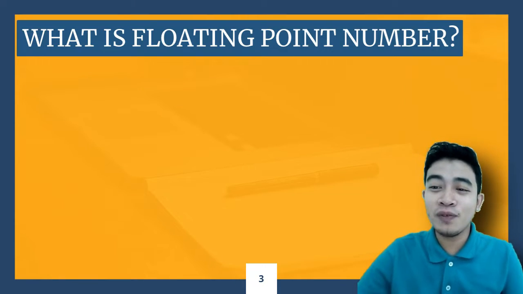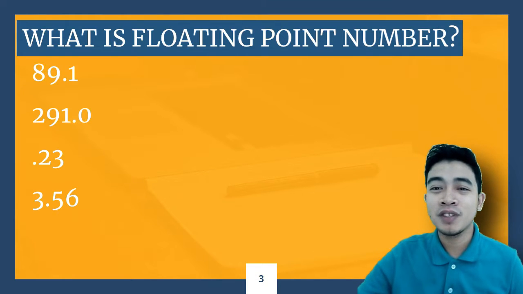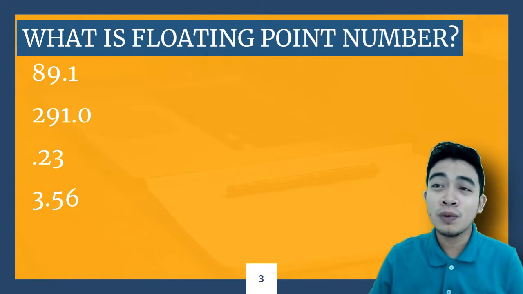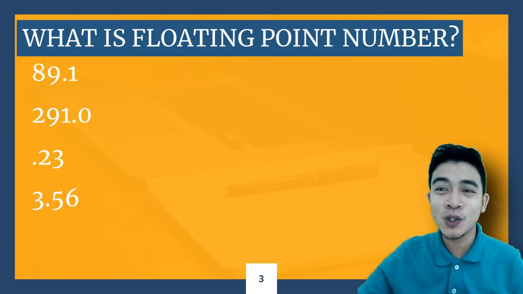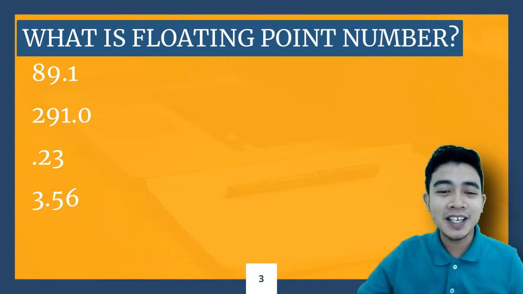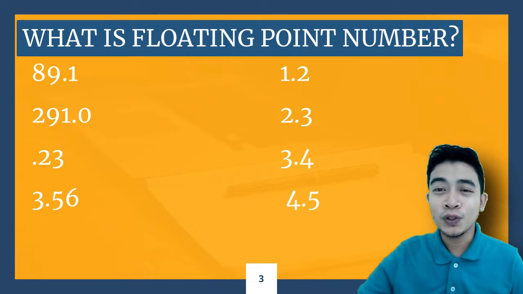So what is a floating point number format? Just a simple question. Any number which has a point in it is called a floating point. No, not every point is a floating point. Okay, for example, 89.1, 291.0, 0.23, 3.56. Do you think that it is a floating point number? How about 1.2, 2.3, 3.4, 4.5?